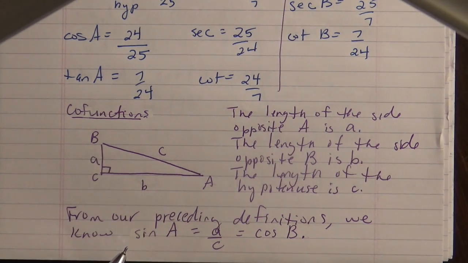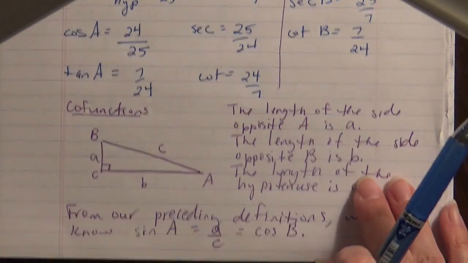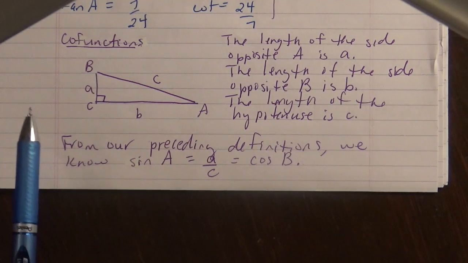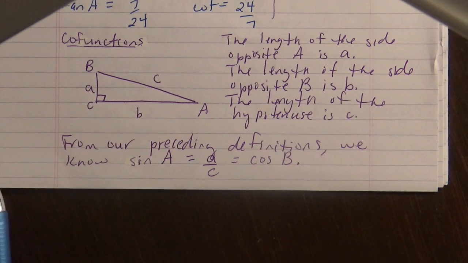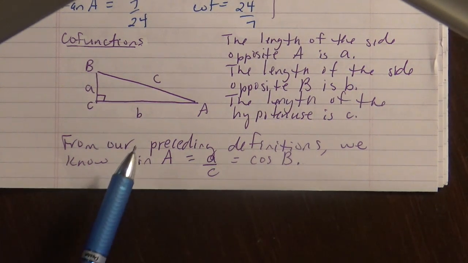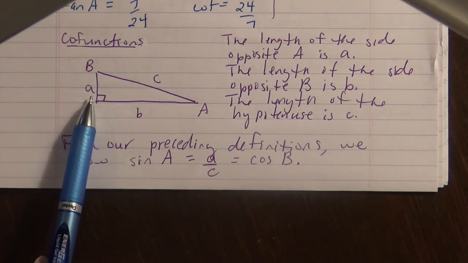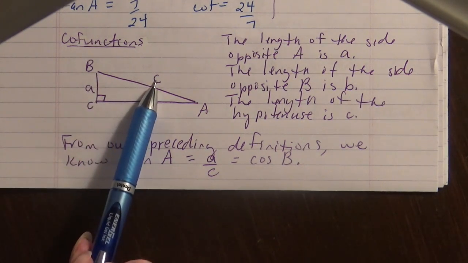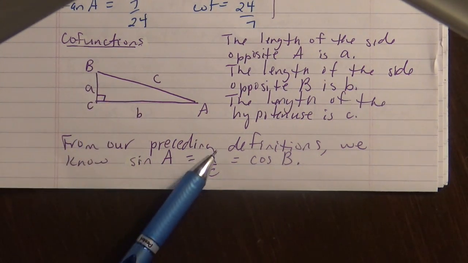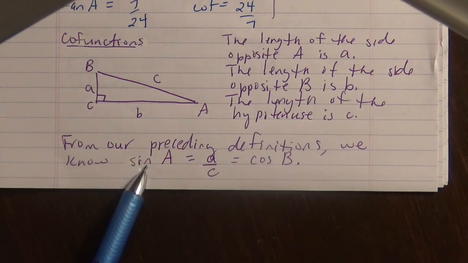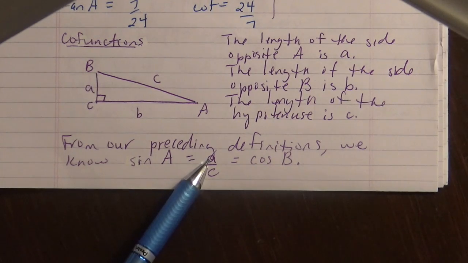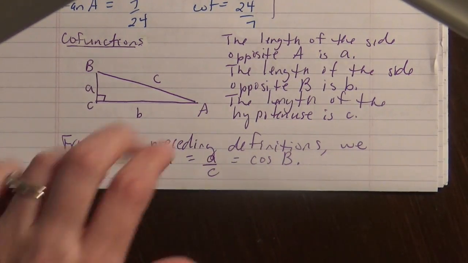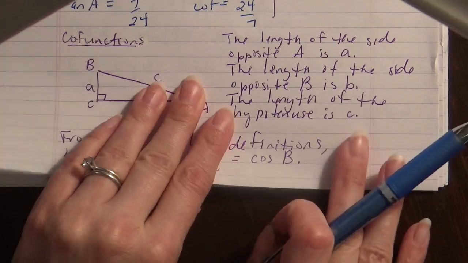We know, from our preceding definitions, that the sine of A is equal to a over c. So sine of A is the opposite over the hypotenuse, a over c. We also know that cosine of B is adjacent over hypotenuse, so that's a over c as well. It's two different ways of saying the same thing. So that means that sine A is equal to cosine of B, and they're both equal to side length a over the hypotenuse. That makes these what we would call cofunctions.